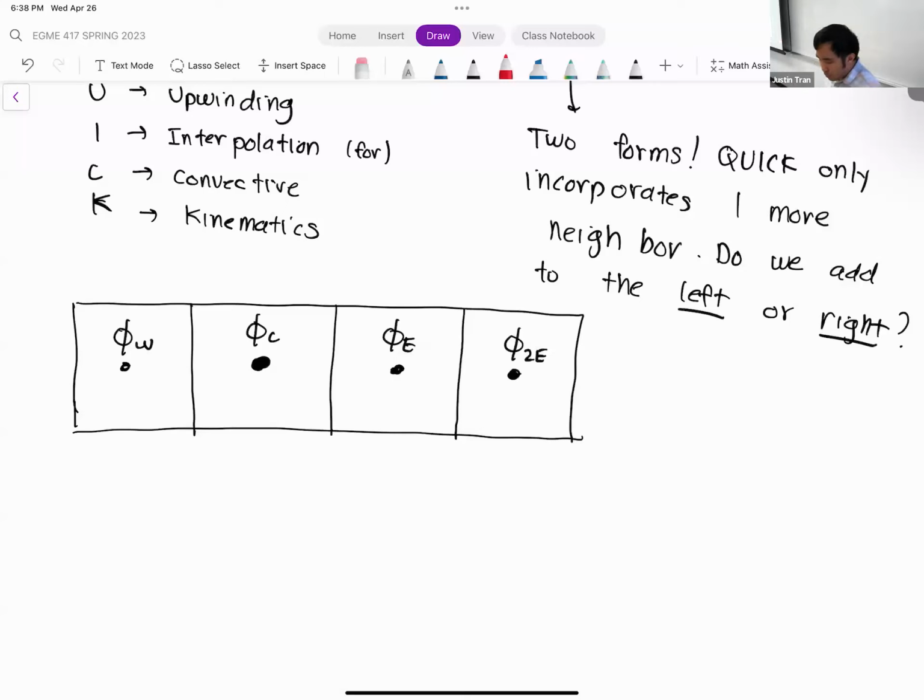I'm going to do this example with the east face, but the same kind of logic applies. It's just easier to show you for one of the cases. For all these cases, we're trying to come up with an estimate for phi sub little e, which is where the red dot is.